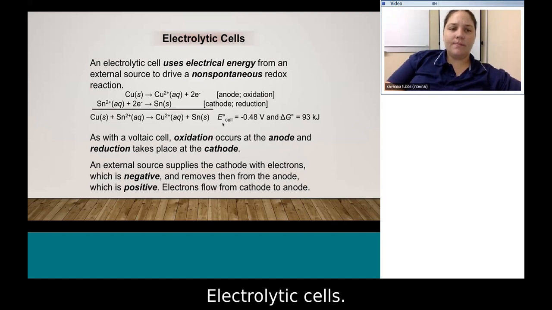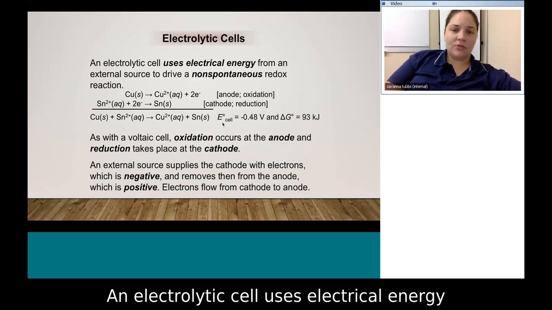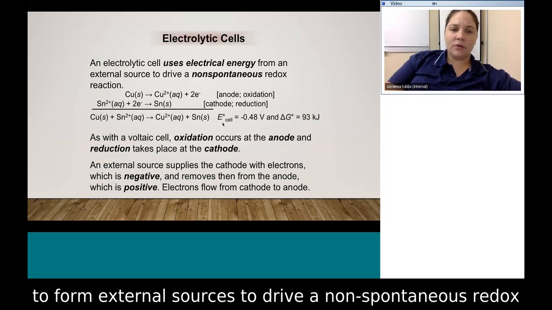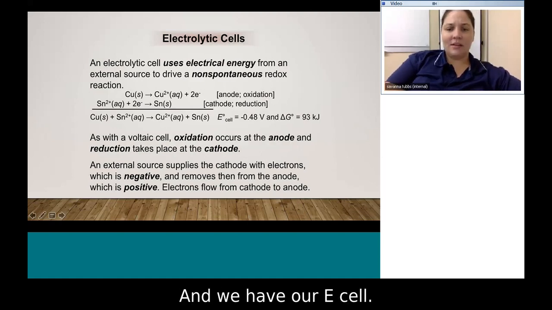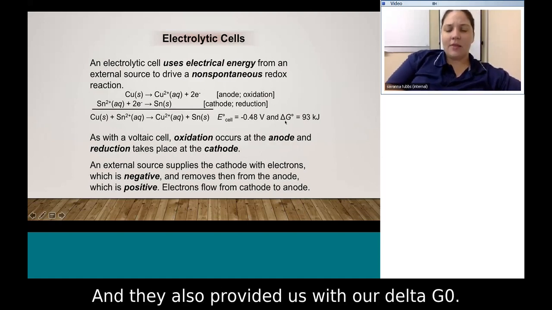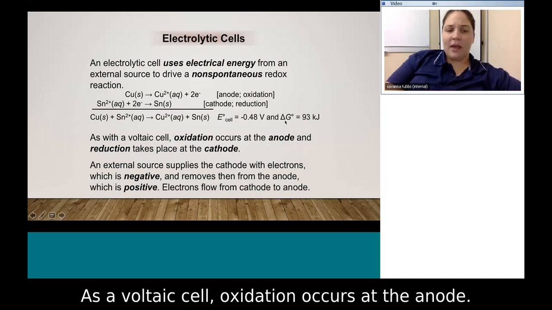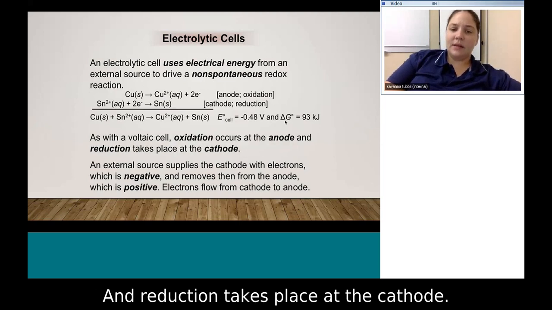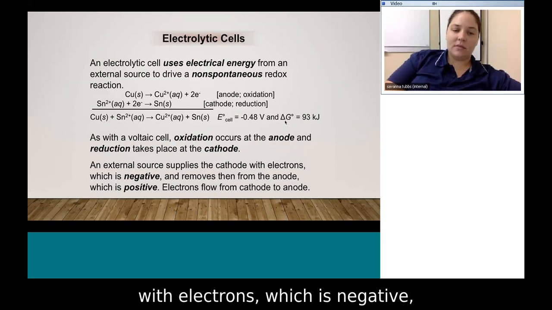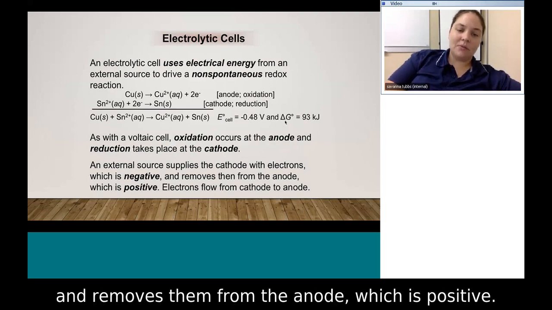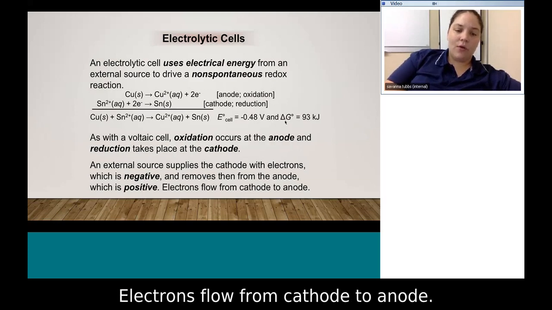Electrolytic cells. An electrolytic cell uses electrical energy from external sources to drive a non-spontaneous redox reaction. So we have our anode, we have our cathode, and we have our E cell, and they also provided us with our delta G naught. As in a voltaic cell, oxidation occurs at the anode, and reduction takes place at the cathode. An external source supplies the cathode with electrons, which is negative, and removes them from the anode, which is positive. Electrons flow from cathode to anode.